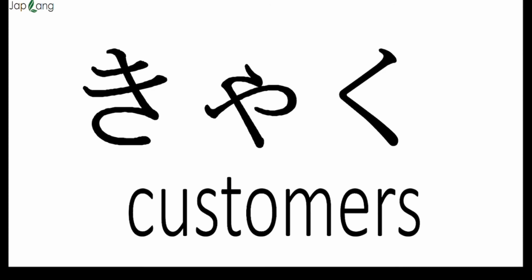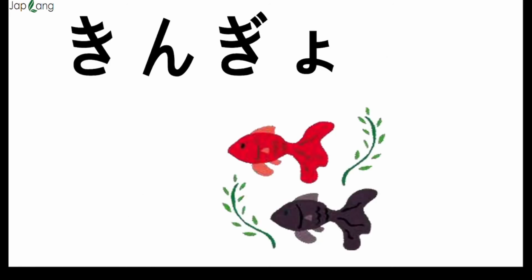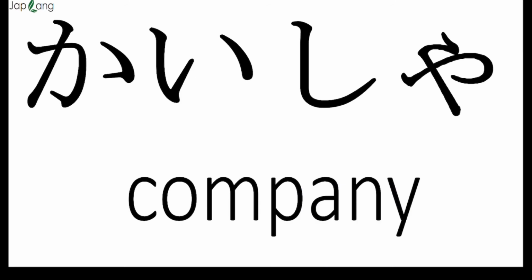So how do you read this? Can you read this for me, please? The pronunciation will be kyaku. Very good. Ki and ya will be kya and then ku. Kyaku is customers. Kyori is distance. Kingyo is goldfish. Isha is doctor. Ka, i and sha, kaisha becomes company.